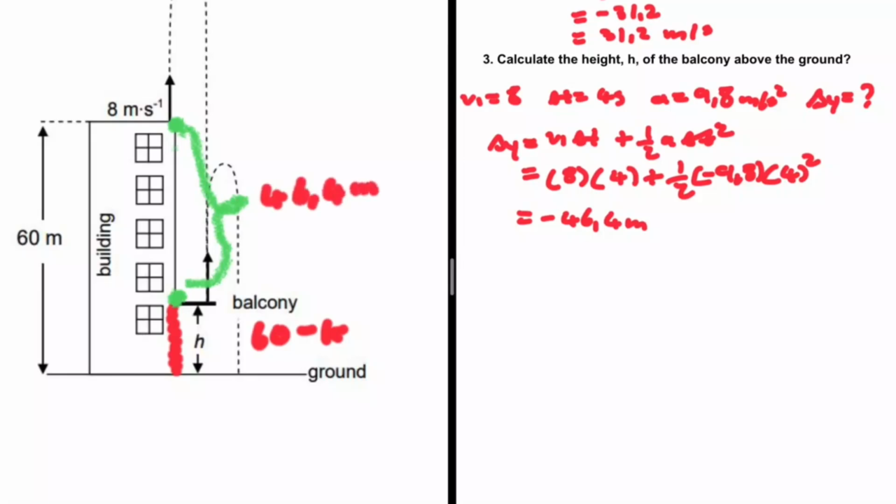The displacement of our projectile is minus 46.4 because we are taking up as positive. So if it is going down, the displacement must be negative. But from the top of the building to the balcony, it will be 46.4 meters. Our height will therefore be equal to 60 minus 46.4, which is equal to 13.6 meters. So the balcony is 13.6 meters above the ground.